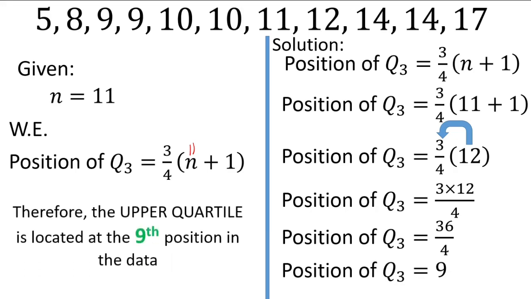Again, the upper quartile is located at the 9th position or 9th element in the data. So you will be counting 1, 2, 3, 4, 5, 6, 7, 8, 9. Therefore, 14 is the upper quartile, or 14 is the value of the upper quartile.